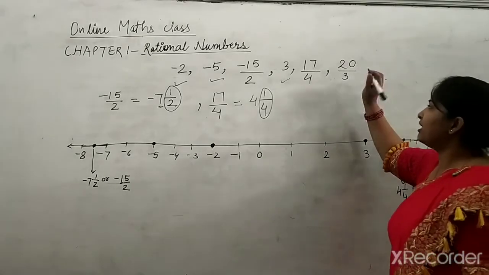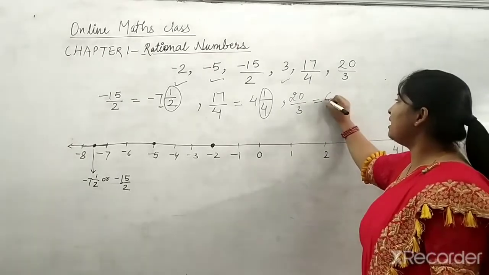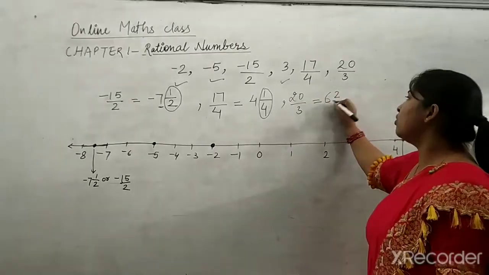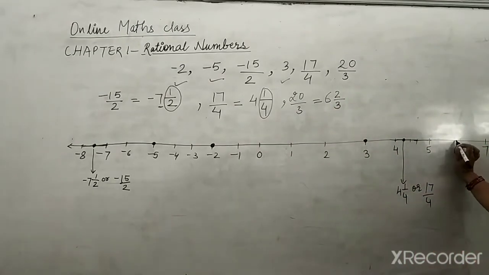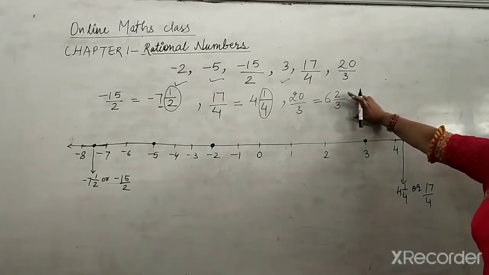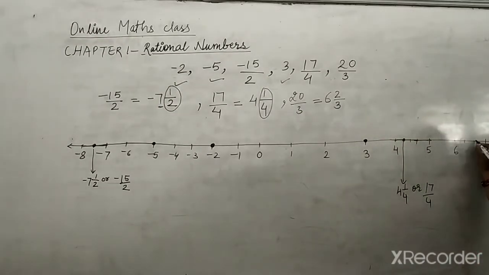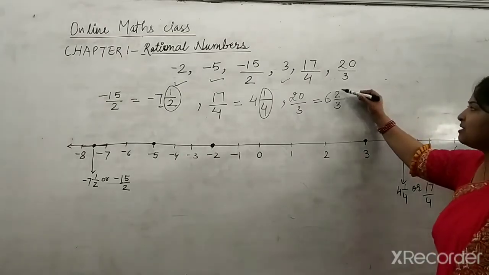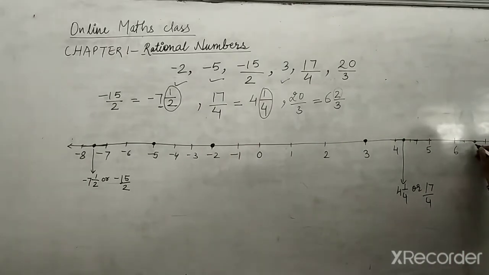The same way you can check for 20 upon 3 also. 20 upon 3: 3 sixes are 18, so 6 whole 2 upon 3. It is more than 6 but less than 7, so it will lie over here. Now how many parts are there? For 2 upon 3 you have to check the denominator. 3 parts are there, so make 3 equal parts: 1, 2 and 3. This is the first part, this is the second part, this is the third part. Out of these 3 parts you have to take 2. So this is my number. You can mark it like this.